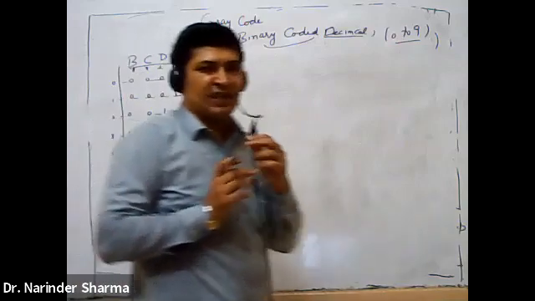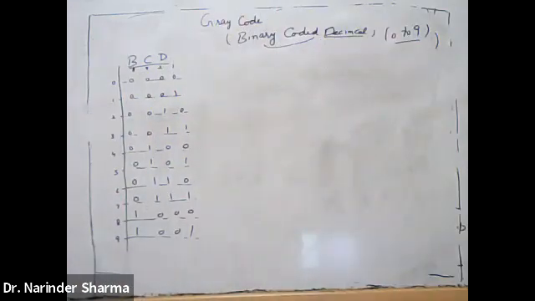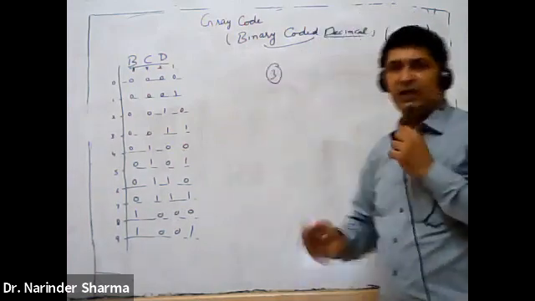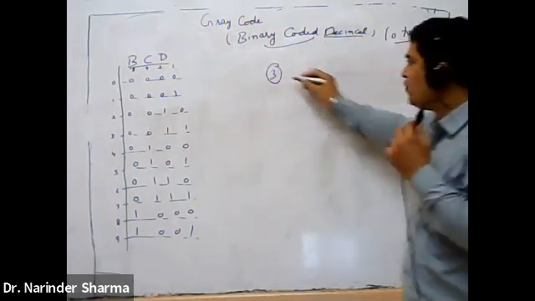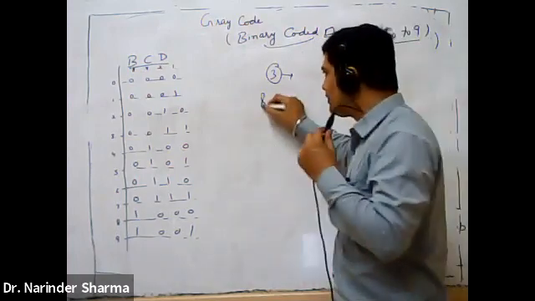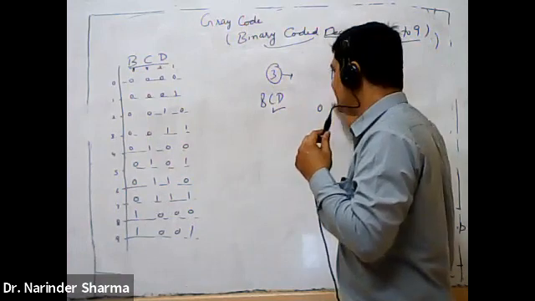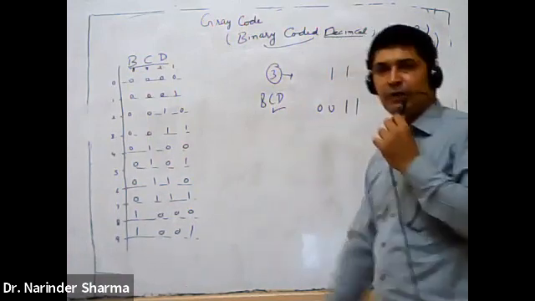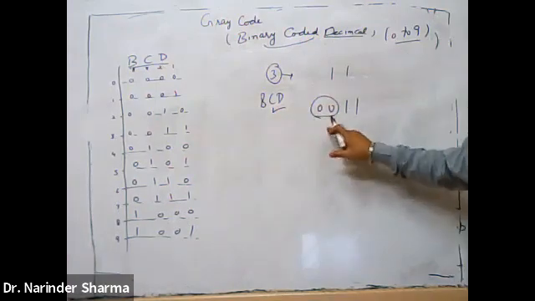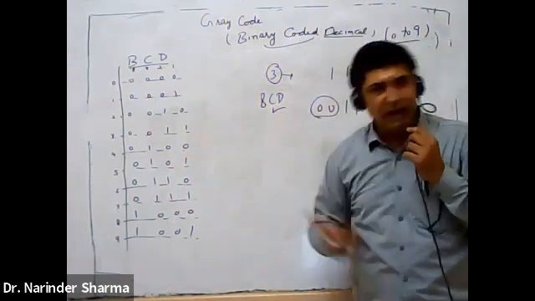There is a major disadvantage of the BCD code. Let us say I have to write 3. Its binary equivalent would be 1 1. But in BCD code, I have to write 0 0 1 1. So it means these two zeros are inserted. We will discuss this in the upcoming lectures.